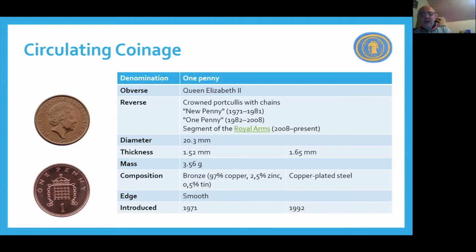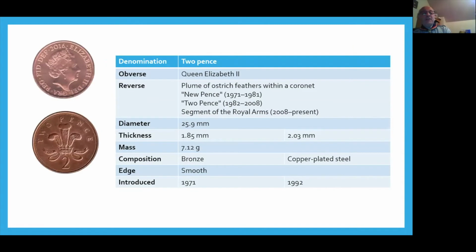So have a look, ask mum and dad for some coins, maybe in your pocket money, and you will see it. Here's another one. This is the 2 pence. Again, Queen Elizabeth, but on the back are some ostrich feathers with a coronet. But there's been a different design later in 1982 onwards.